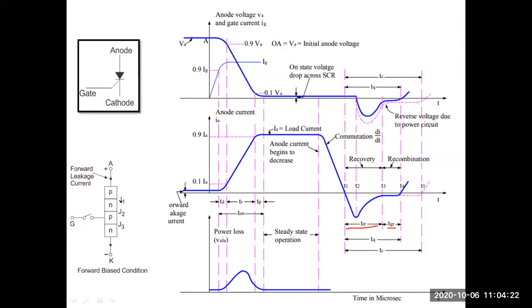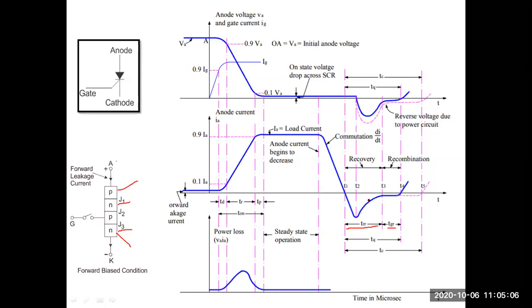Initially it is in forward bias, so the layer has to be reversed here. It takes some time to come to the reverse biased condition. This is the total time period required for the layers, majorly J1 and J3, because these two are directly at the P layer. Here you can see this P layer is fed with negative and this N layer is fed with positive. So majorly, these junctions J1 and J3 have to be reversed first.